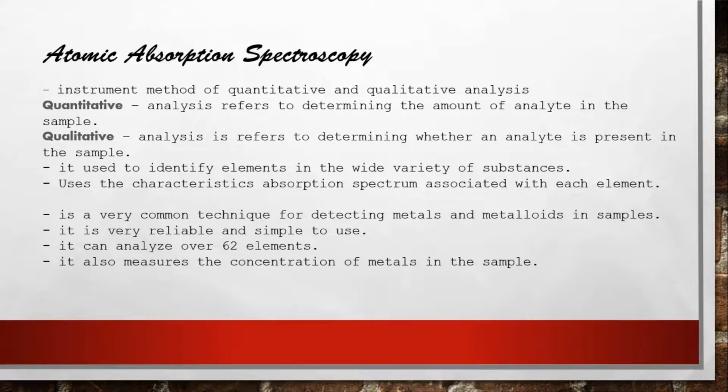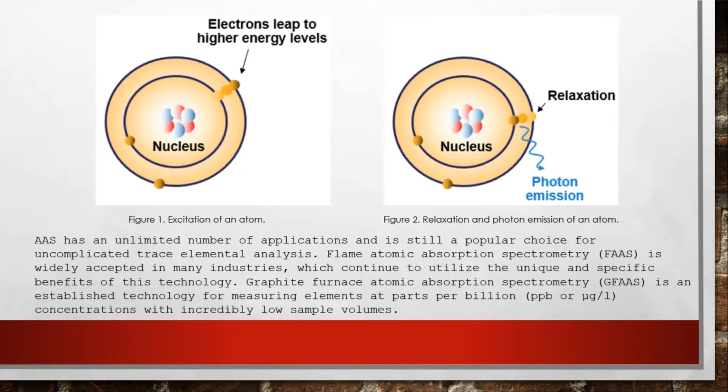Atomic absorption spectroscopy is used to identify elements in a wide variety of substances. It also uses the characteristic absorption spectrum associated with each element. It is a very common technique for detecting metals and metalloids in samples. It is very reliable and simple to use. It can analyze over 62 elements. It also measures the concentration of metal in the sample.